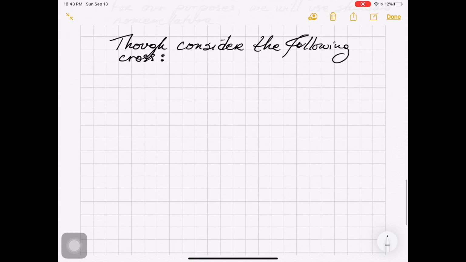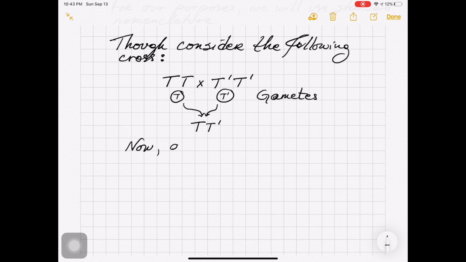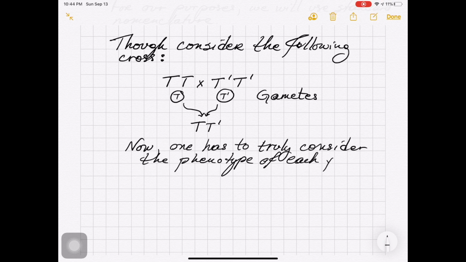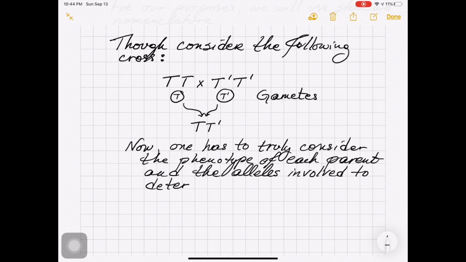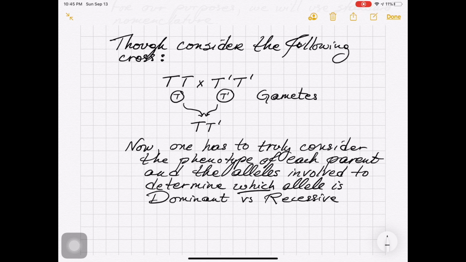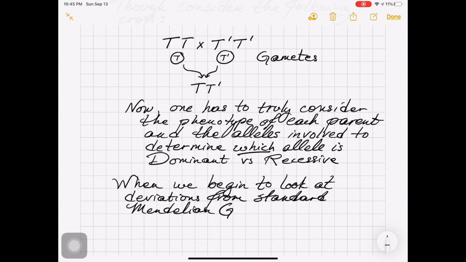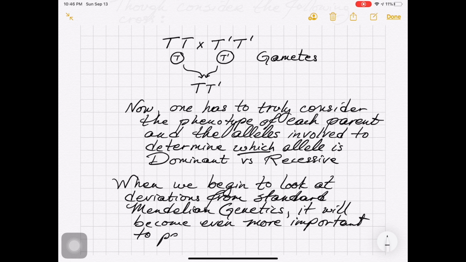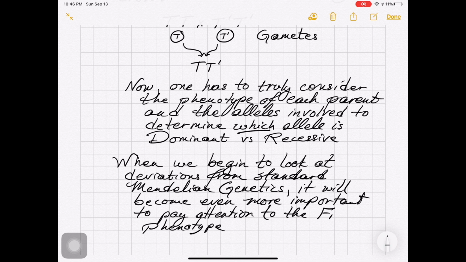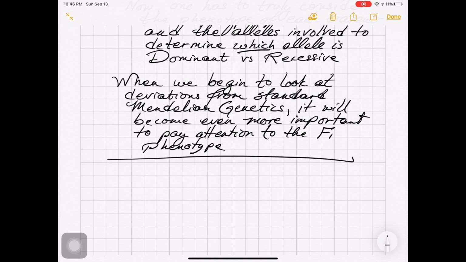Now consider the following cross. If you have a big T crossed to a T prime, now we have to consider the phenotype of each parent and the alleles involved in this cross to determine which is dominant versus recessive. When we begin to look at the deviations from standard Mendelian genetics, it will become even more important to pay attention to the F1 phenotype, because that's where we have to look at that F1 to see whether the T is dominant, T prime is dominant, or whether there's incomplete dominance or codominance. So we have to pay attention to that F1 phenotype.